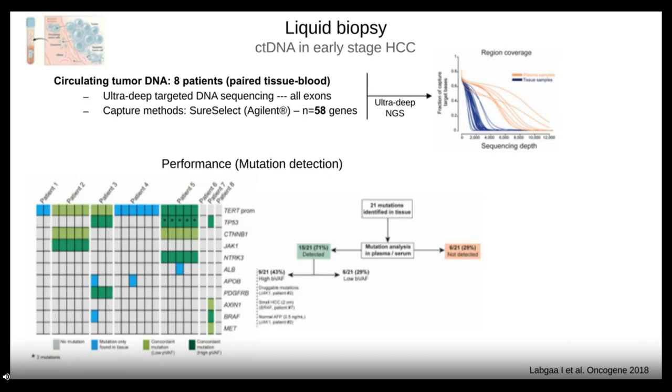Out of the 8 patients, we also did multi-regional sampling in different regions of the primary tumor, and we found 21 mutations in tissue. We have paired tissue and blood for this cohort. And out of the 21 mutations in tissue, 71% we could detect in blood.